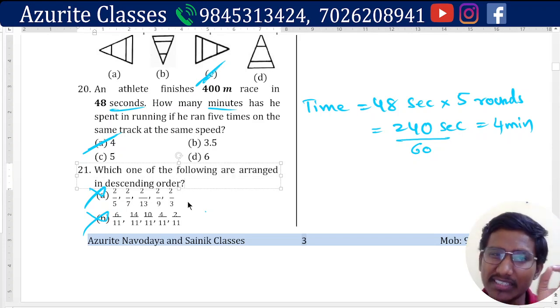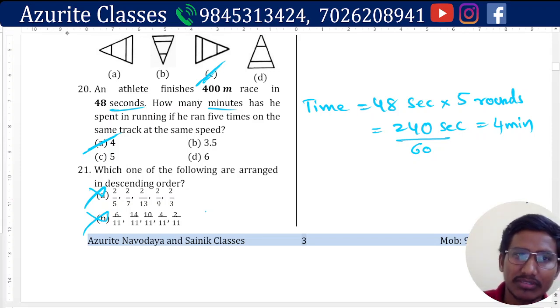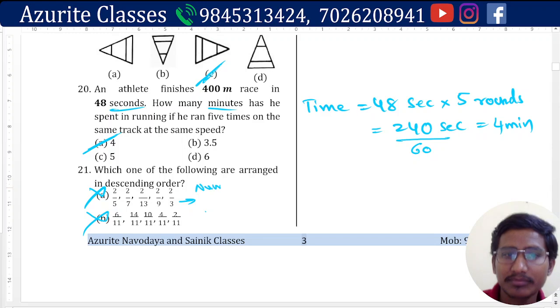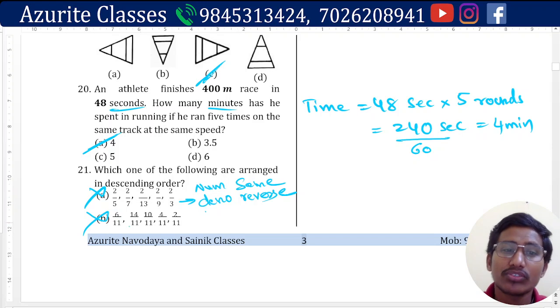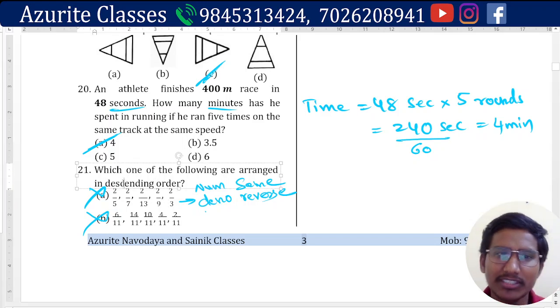So when the numerators are the same, you can go reverse. With the numerator the same, the denominator should be reverse. So here if you see, 5, 7, 13, 9, 3, they are not in order. That is not possible in descending order. Any order, it is not possible.